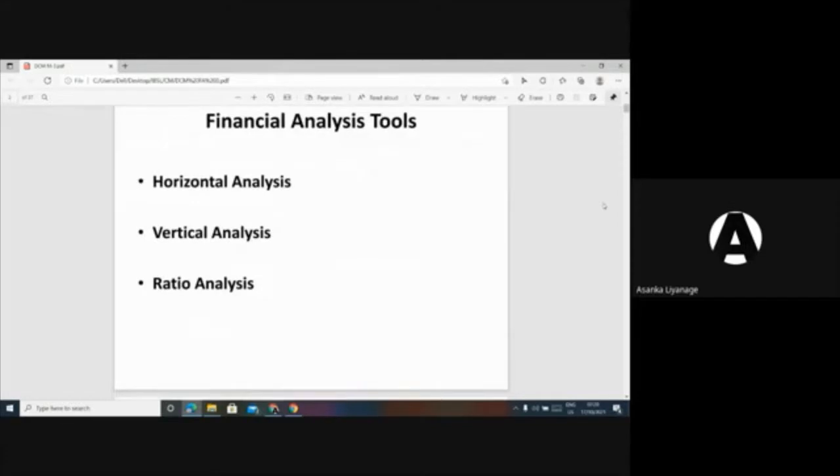Right. When it comes to financial analysis tools, there are mainly 3 methods. First one is the horizontal analysis. Second one is vertical analysis. Third one is ratio analysis.